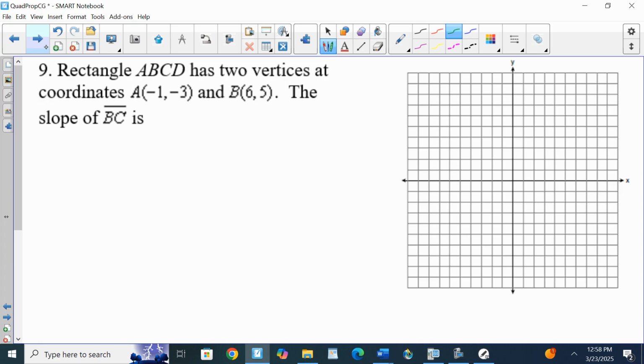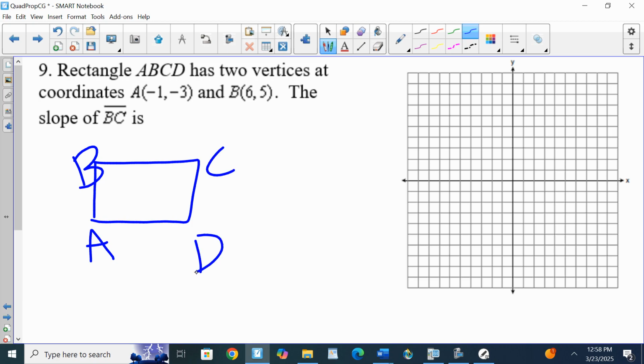We can take a look at one more. It says rectangle ABCD. So again, I like to draw it off the grid first. ABCD. A is negative 1, negative 3. B is 6, 5. It wants to know the slope of BC. Well, AB and BC make a right angle, because that's one of the properties of the rectangle. So their slopes are supposed to be negative reciprocals of each other. So I have to find the slope of AB. Whatever that is, BC must be the negative reciprocal.